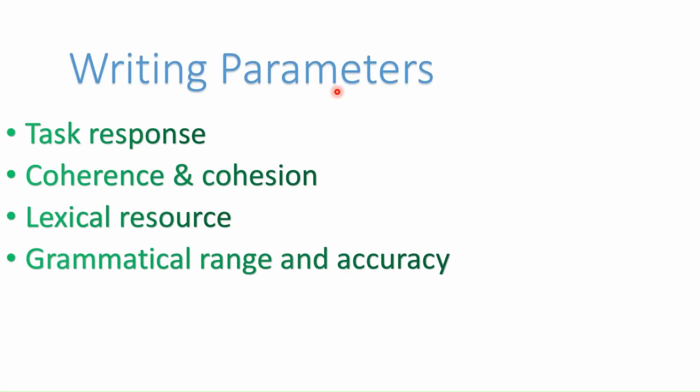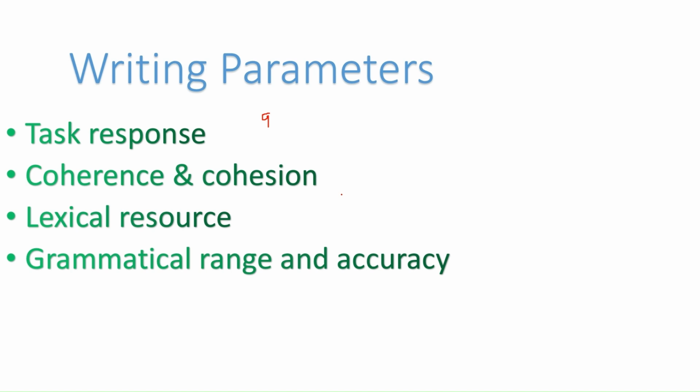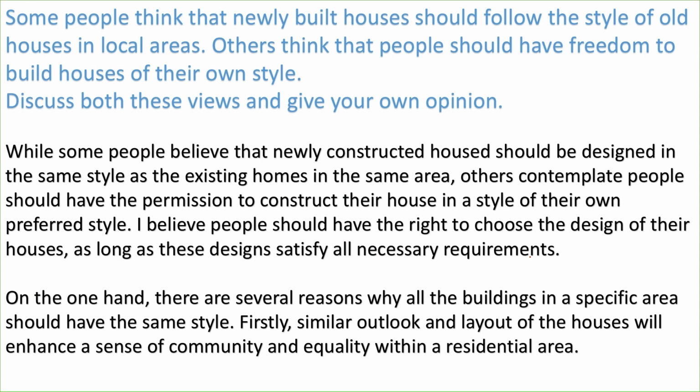So let's see, guys, what are the 4 parameters we need to follow to write this discussion essay. IELTS has 4 writing parameters: task response, cohesion, lexical resource, which is also called vocabulary, and grammatical range. Each has nine bands. The examiner will assess your essay on these 4 parameters. He will give you an individual band in each parameter and divide by 4 to calculate your final band. I made a separate video about these writing parameters in detail. You can check that video to know more. So let's move to the essay and see how we write it.